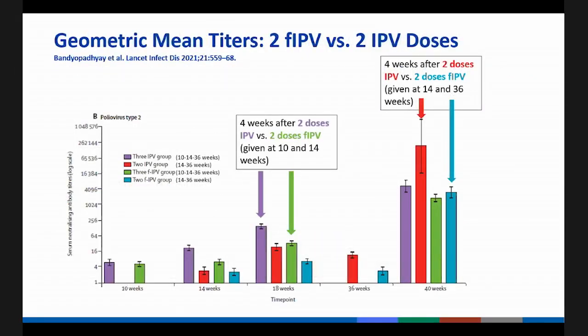This figure is from one of the studies that compared multiple different regimens. And you can see that when doses were administered at 10 and 14 weeks, 2 full doses of IPV in the purple bars resulted in significantly higher titers than 2 fractional doses in the green bars. When given at an older age, at 14 and 36 weeks instead of 10 and 14 weeks, the mean titers are higher, but you still see a difference between 2 full doses of IPV and 2 fractional doses.